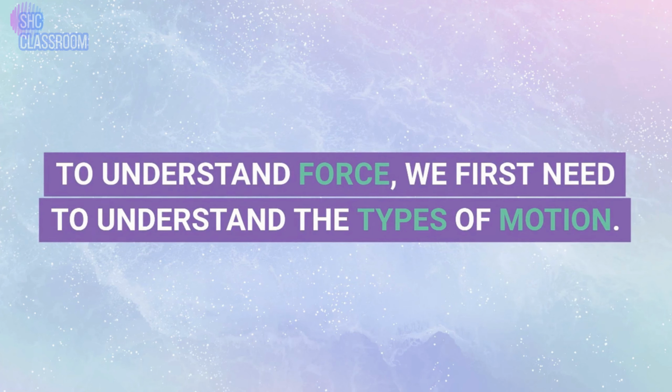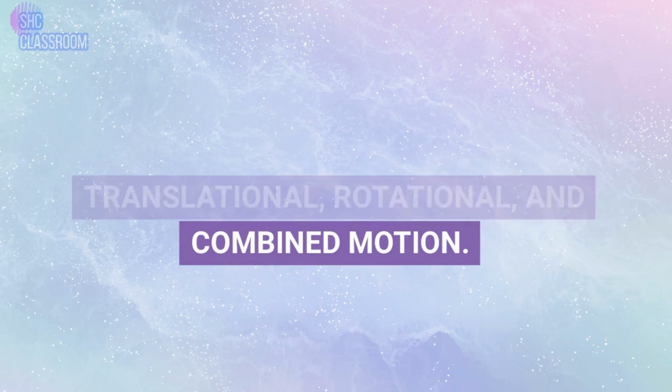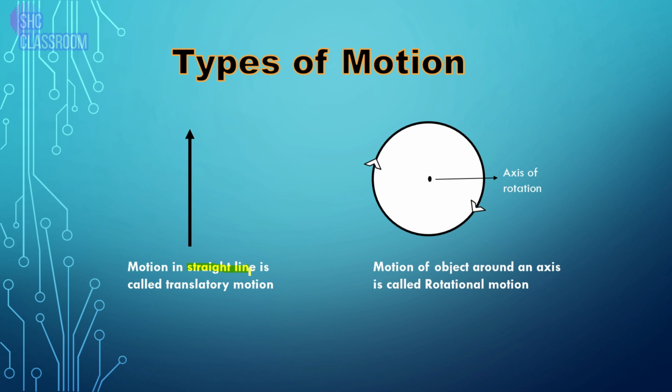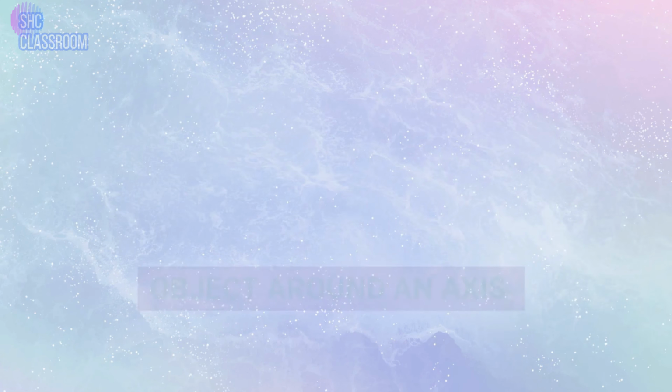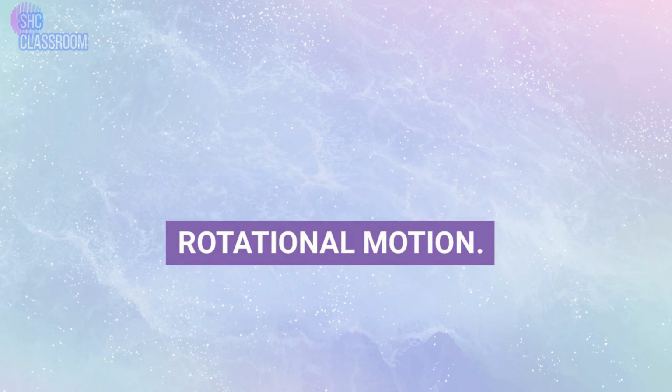Types of motion. To understand force, we first need to understand the types of motion. There are three types of motion: translational, rotational, and combined motion. Translational motion is the movement of an object in a straight line, while rotational motion is the movement of an object around an axis. Combined motion is a combination of both translational and rotational motion.